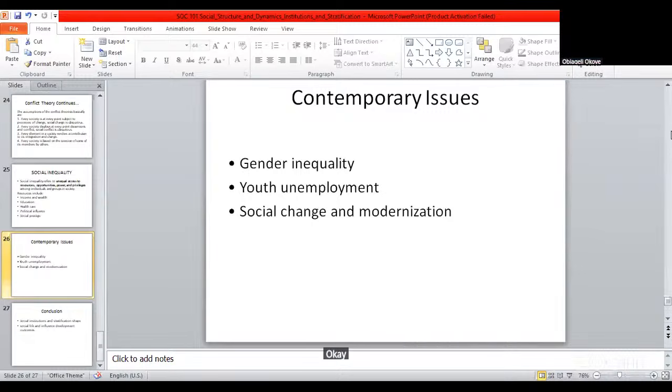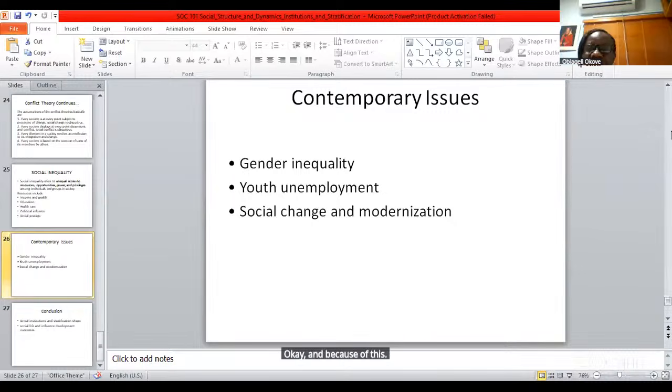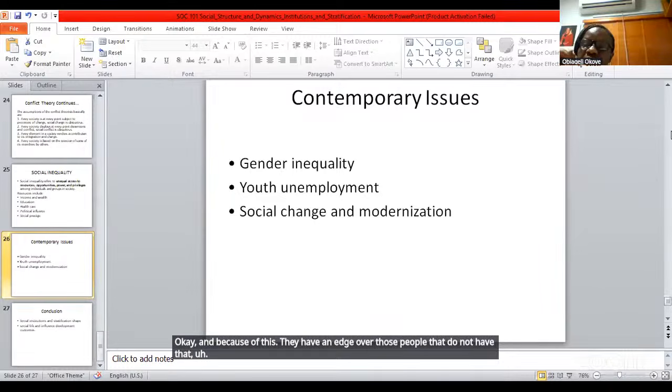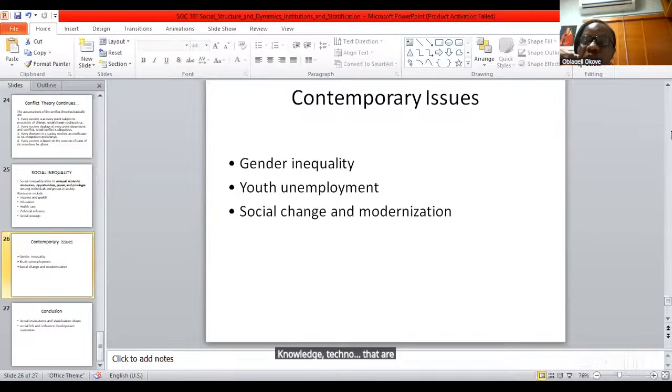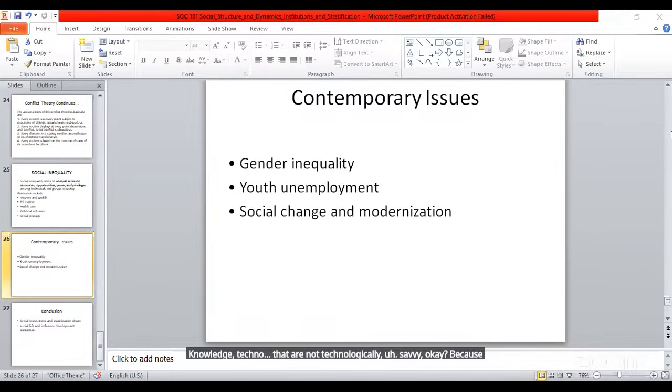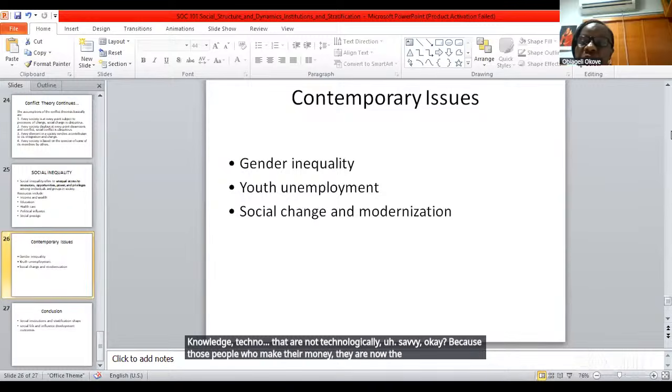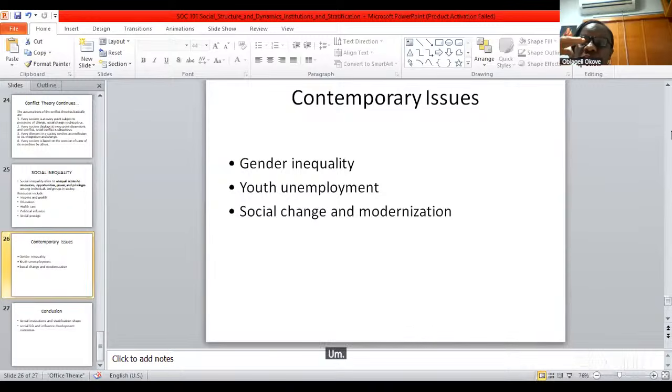Okay, and because of this, they have an edge over those people that do not have that knowledge, that are not technologically savvy. Yes, ma'am, because those people are now the ones making their money, and because they have more wealth, their status in the society will be higher than those that lack knowledge of such opportunities and do not have those technological skills.